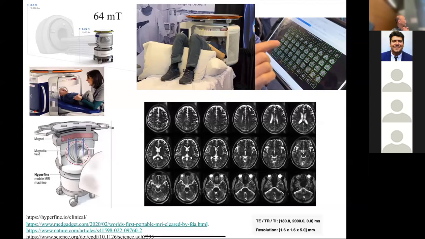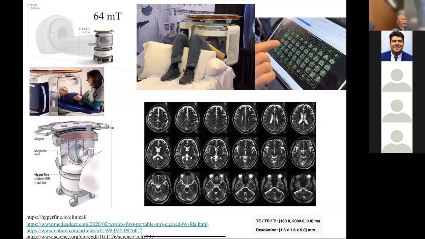The nice thing about this one is that you can wheel it in. You could buy one for your apartment, wheel it in and keep it there. This is a picture of me in the magnet, okay? And this is one of my former postdocs looking at my images on their iPad. So this is really very convenient and portable, okay?